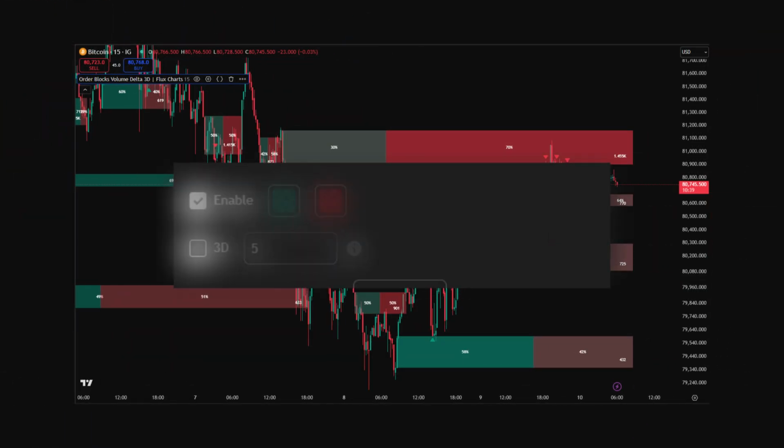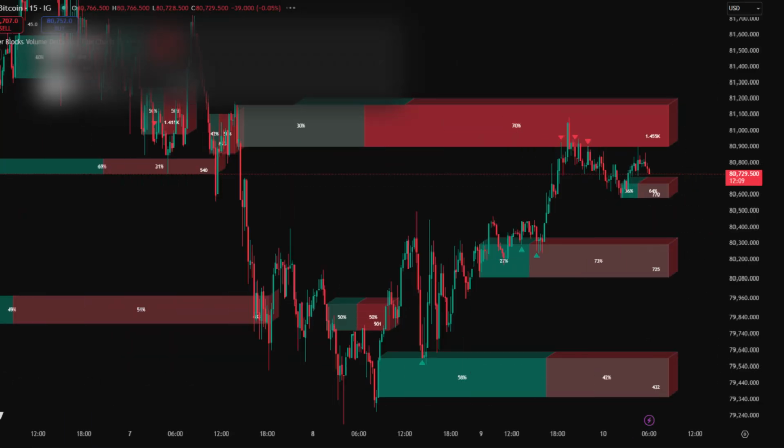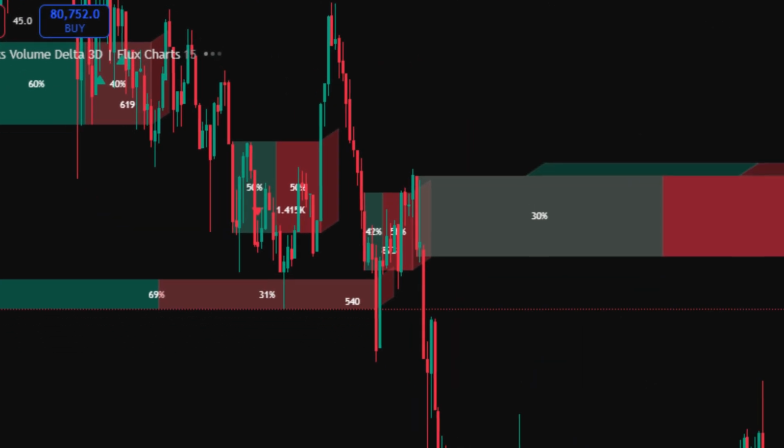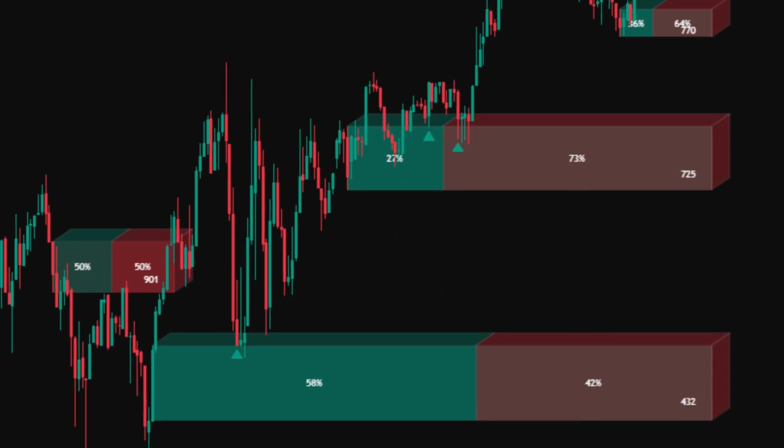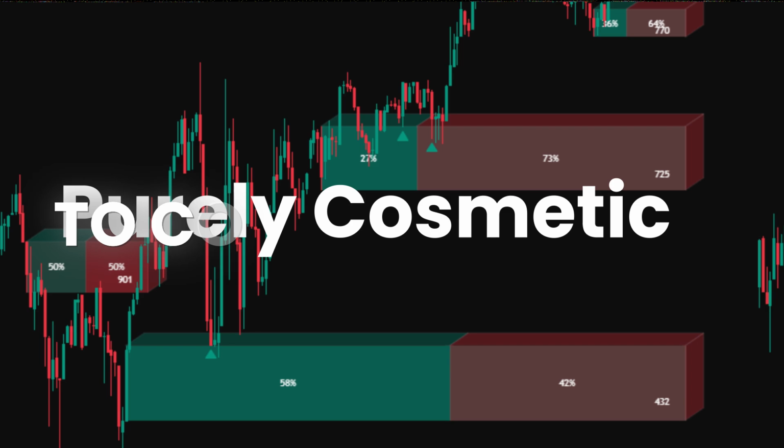The 3D variant adds depth to the zone appearance, making individual blocks stand out visually when there are several on the chart at once. Purely cosmetic, but it does help with quick visual scanning.